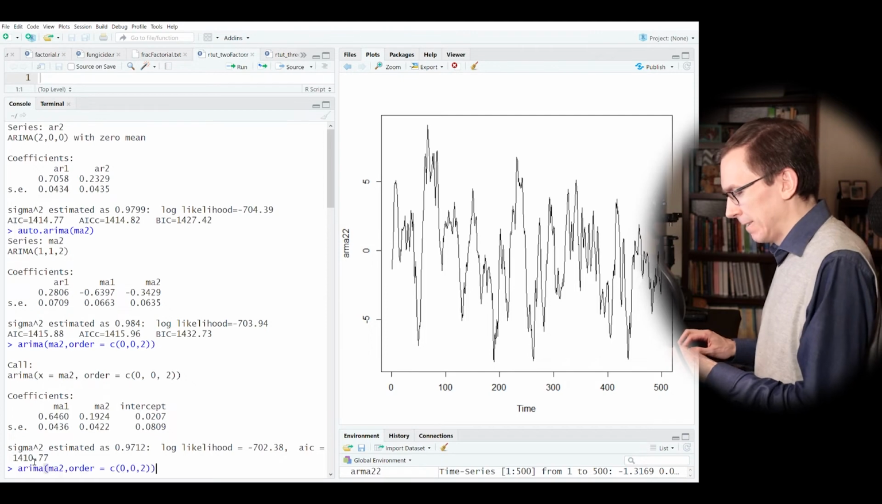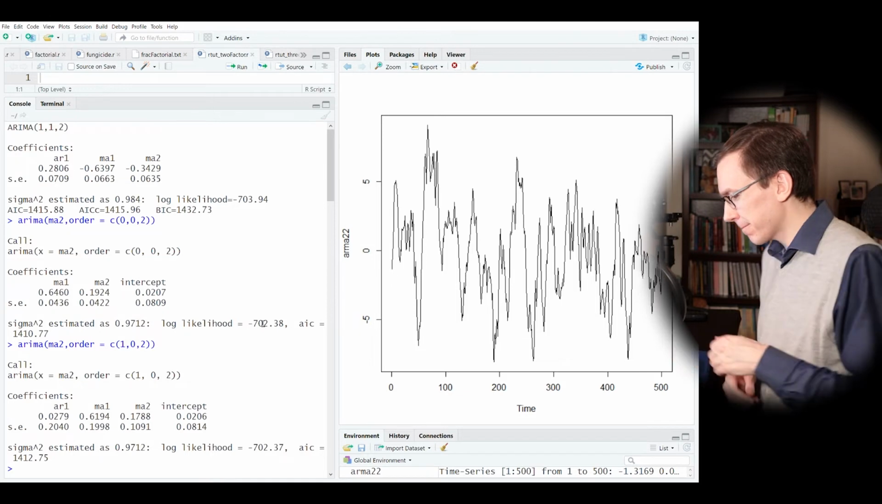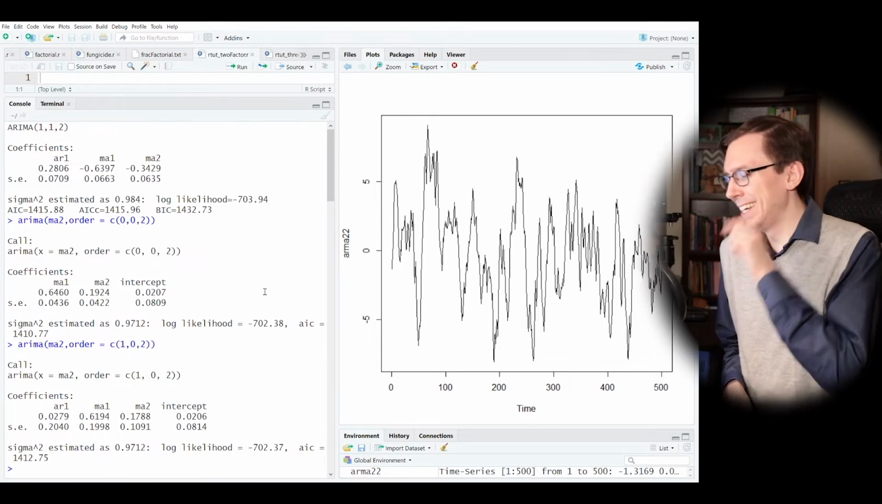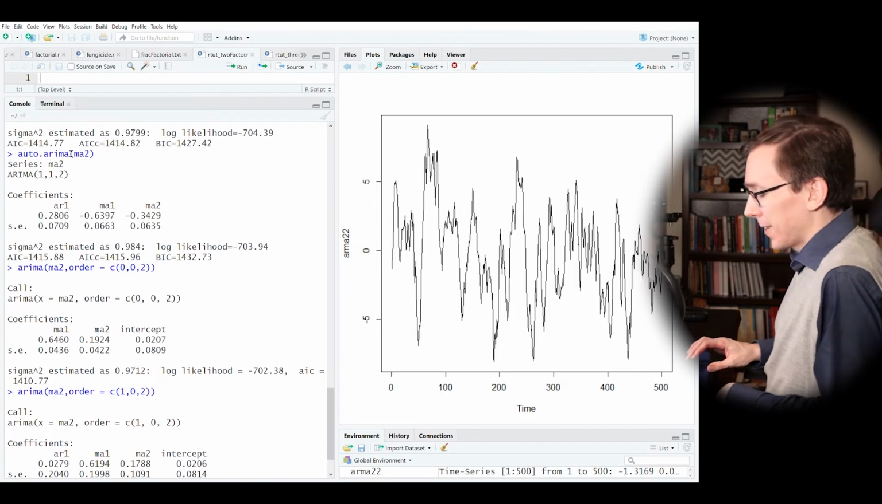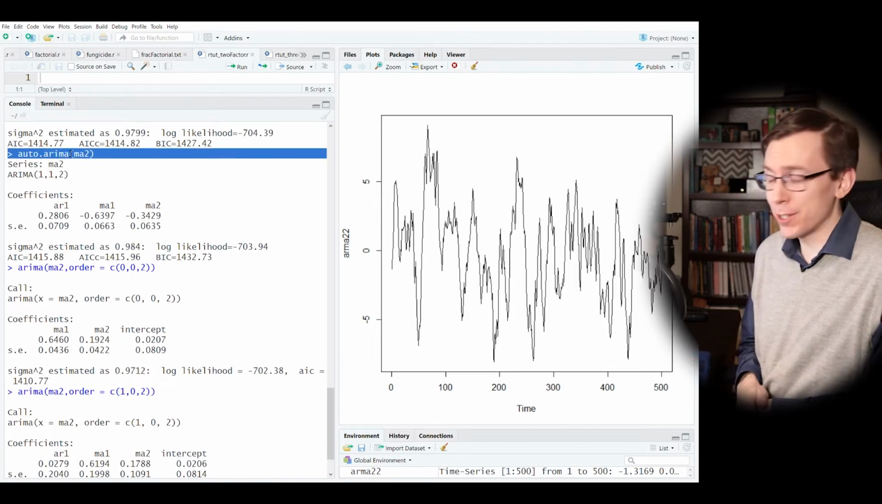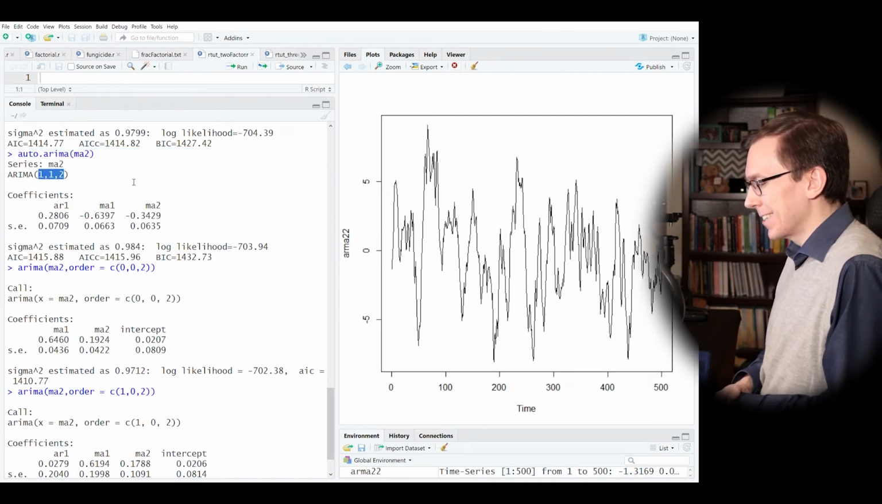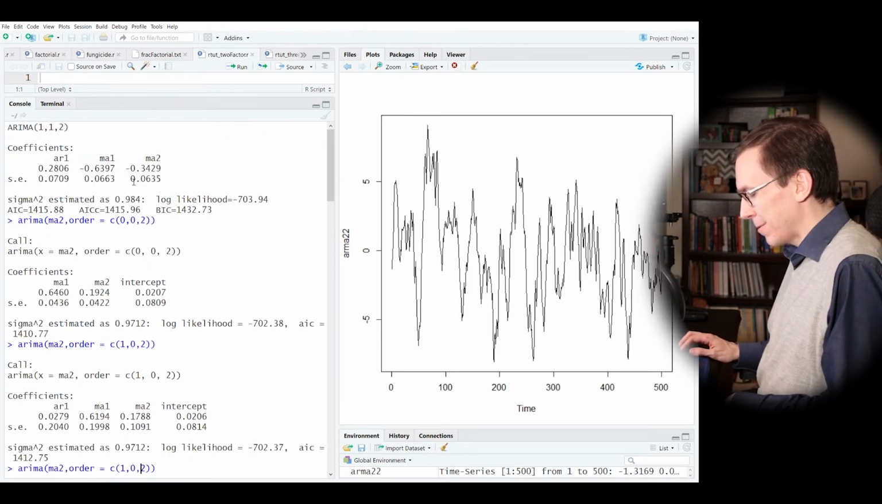Well, let's try this model. And that's interesting. It's doing something different. I see what I did wrong. I missed one key thing that was going on here in AutoArima. It didn't fit an ARMA 1,2 model. It fit an Arima 1,1,2, so it actually included a first difference. That's quite interesting. So it decided that it would rather have a first difference in here. So let's compare those two now.